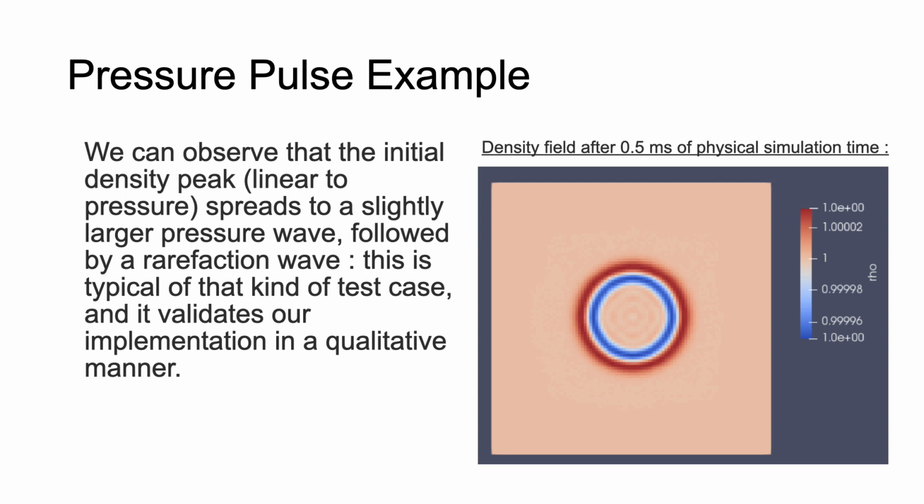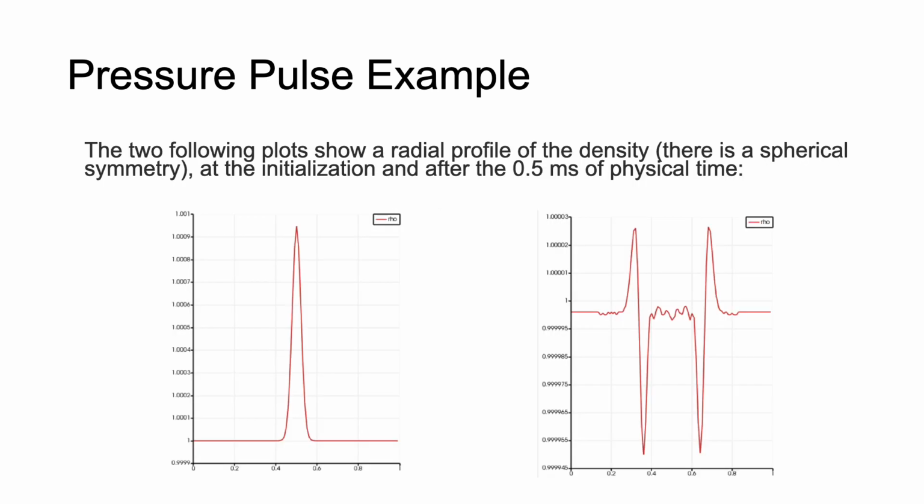So this is what you get as a density field after 0.5 millisecond of physical simulation time. And you can observe the initial density peak linked to pressure spreads to a slightly larger pressure wave followed by a rarefaction wave. So it's typical of that kind of test case, and it validates our implementation in a qualitative manner. And here are two plots which show a radial profile of the density at the beginning and after 0.5 millisecond.